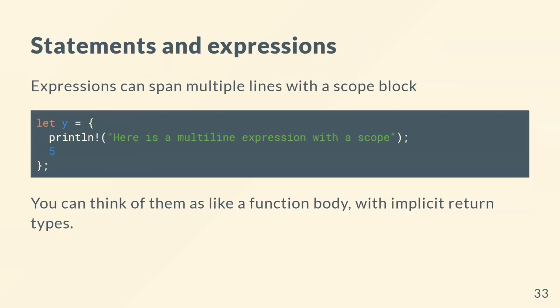And these expressions aren't necessarily simple expressions. They can span multiple lines. So here we've got a scope block where we're doing print line, and then we're returning 5 at the bottom. I tend to think of these scope blocks as like a function body with implicit return types. So it's like a mini function almost. So the curly brace to end curly brace was the expression, but the let y equal expression semicolon, that's a statement.